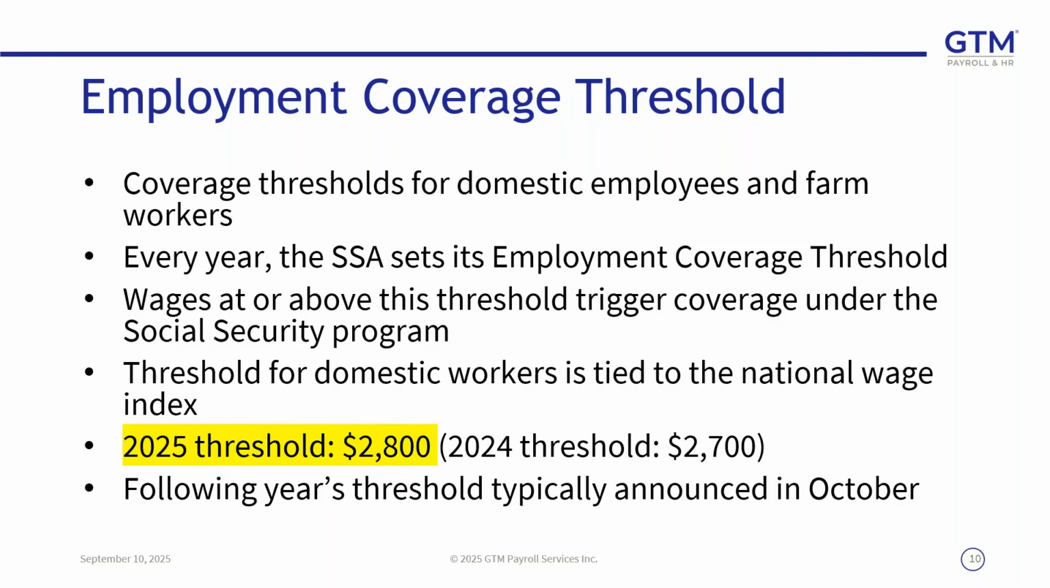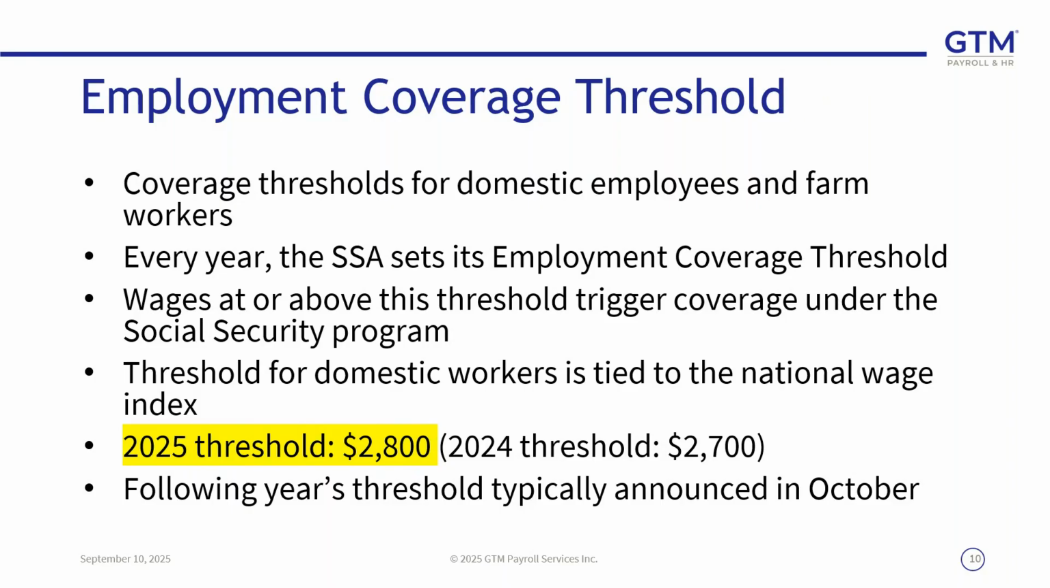There's no coverage threshold for most industries, so every dollar of wages is covered and taxable. Household employment is one of the industries with an employment coverage threshold. The Social Security Administration sets this amount every year, and for household employees, it changes with the National Average Wage Index. The threshold for wages earned this year is $2,800.